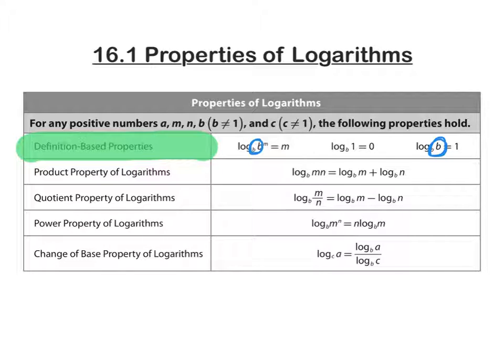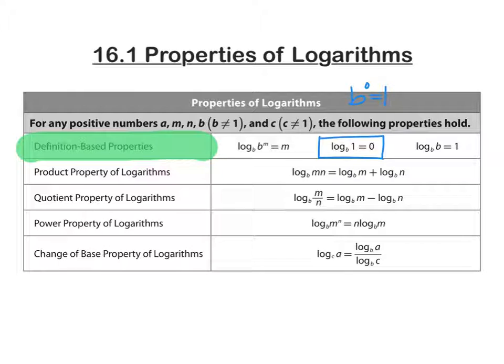So it's really, the logs will cancel each other out, and what you're going to be left with is the exponent. The other property that you need to know in the definition-based properties is this one here in the middle, and it corresponds with the same property that says anything to the 0 power equals 1. All right, that's exactly what that property says, just in log form.